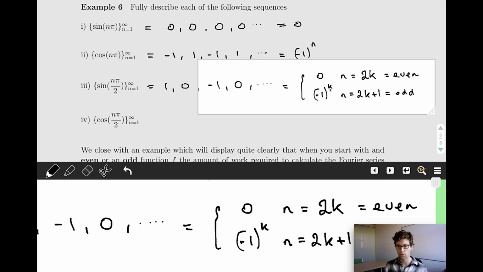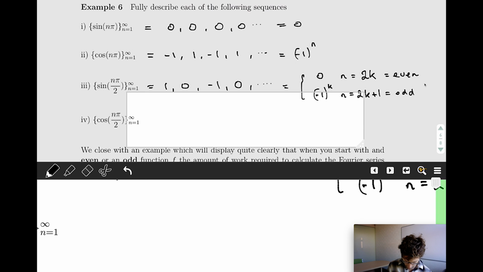When k is equal to 1, I get minus 1 to the power of 1, which is minus 1. And that corresponds to n equal to 2 times 1 plus 1, which is 3, which was this value here. So that was minus 1. So this formula will work for even and odd values of n.